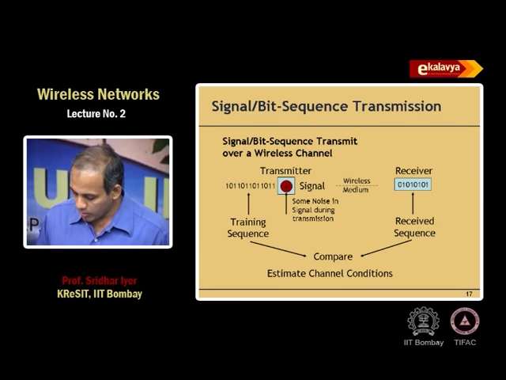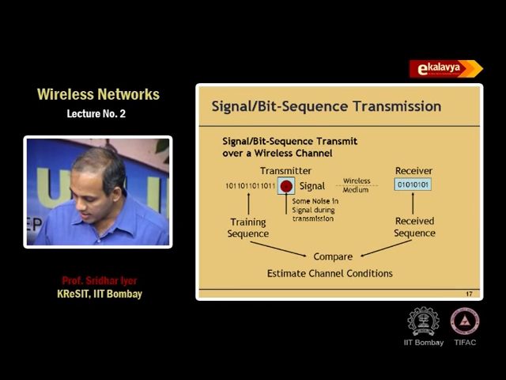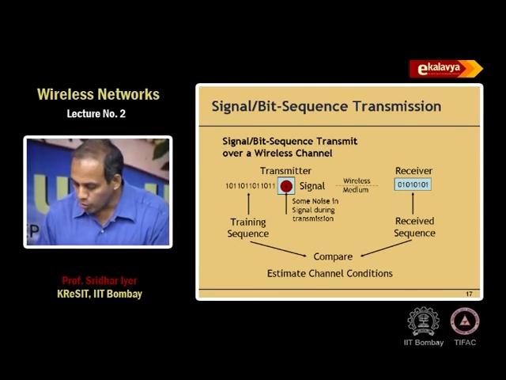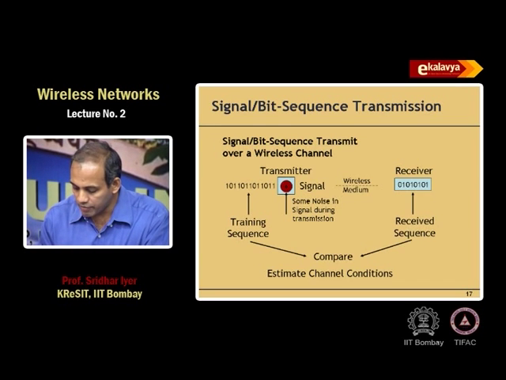This sequence is what I'm going to transmit. Some noise gets added, and what does the receiver receive? The receiver may receive, let's say, 01010101, something like that. Now the receiver knows that it was supposed to receive this, okay?